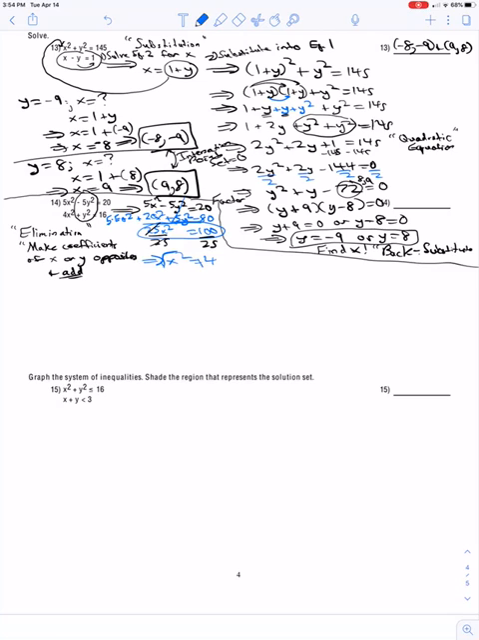And don't forget, we take the square root. Now it can be positive or negative with even roots. So it'll be plus or minus 2. 2 squared is 4, negative 2 squared is 4. So yeah, I've got x equal to 2 or negative 2.